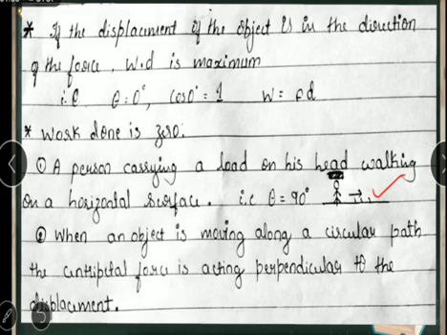When an object is moving along a circular path, the centripetal force acts perpendicular to the displacement. Suppose we consider a giant wheel, okay? It is in uniform circular motion. So the centripetal force that acts there is perpendicular to the displacement, that is, when an object or any body is in uniform circular motion. Okay, in that case we say work done is 0.